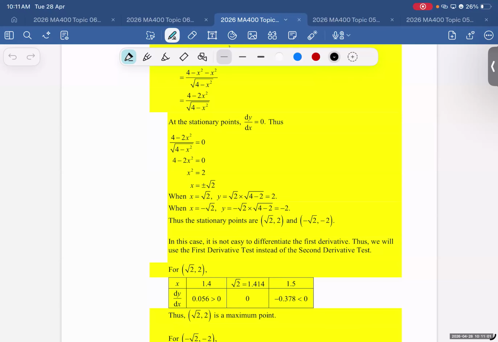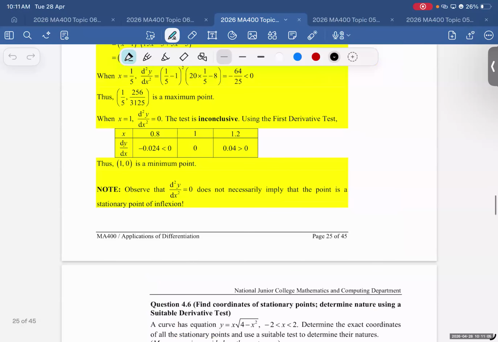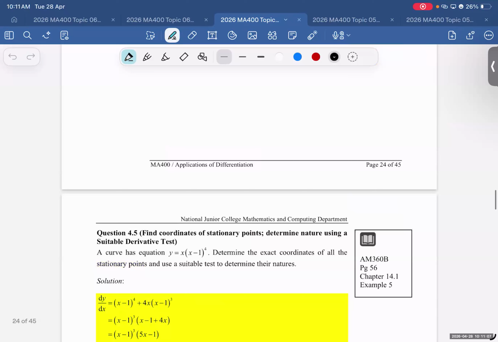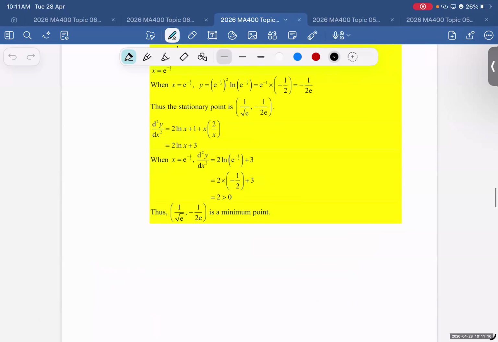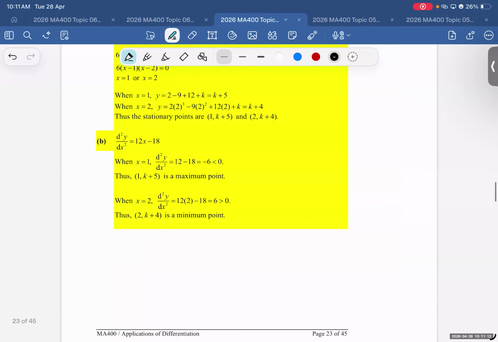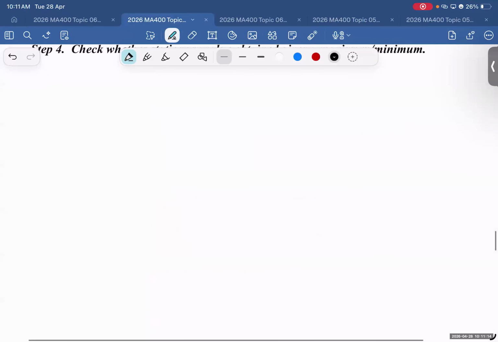So let me give you a counter example. Yesterday, the question the teacher asked was, can you come up with a function where the second derivative is 0, but it is not a point of inflection?